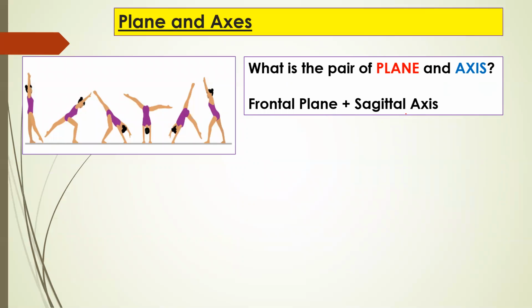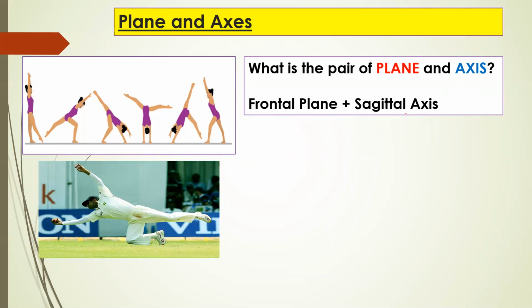The next one, so we've got the frontal plane. So this is the second pair that's linked into sideways movement. So can you think of other sporting examples where the movement goes to the side? Pause the video, make a list.